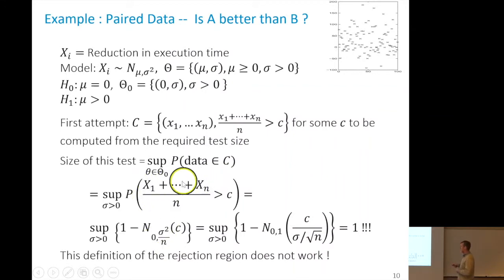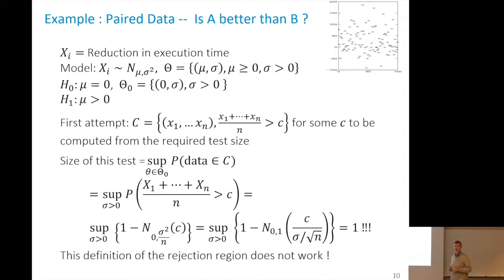Now, what's the variance of all this? It is 1 over n squared times n, so it's sigma square over n, which is the same as 1 minus the standard normal CDF of c over sigma over square root of n. But the problem is we don't know sigma. Sigma could be arbitrarily large, so the worst case of this, or the supremum of this, is 1. So we cannot define a test that has a size anything other than 1.